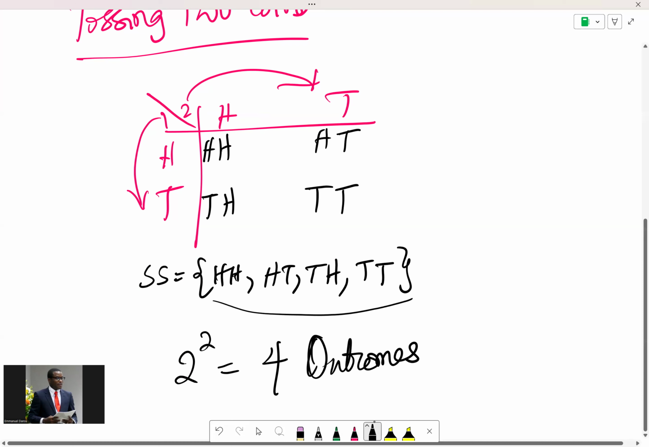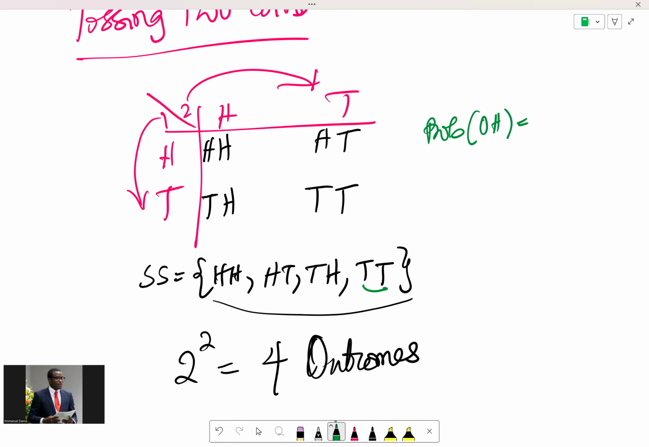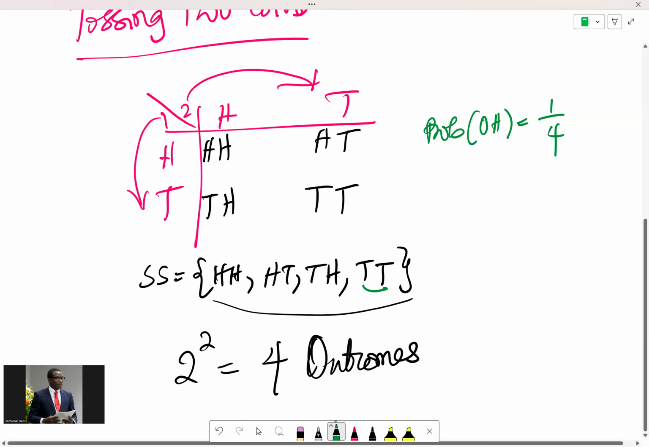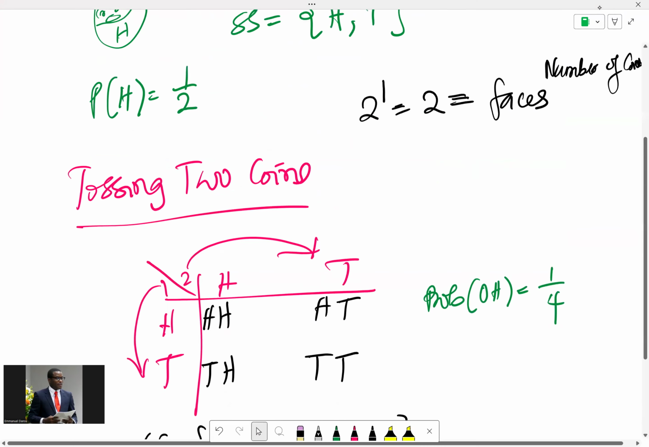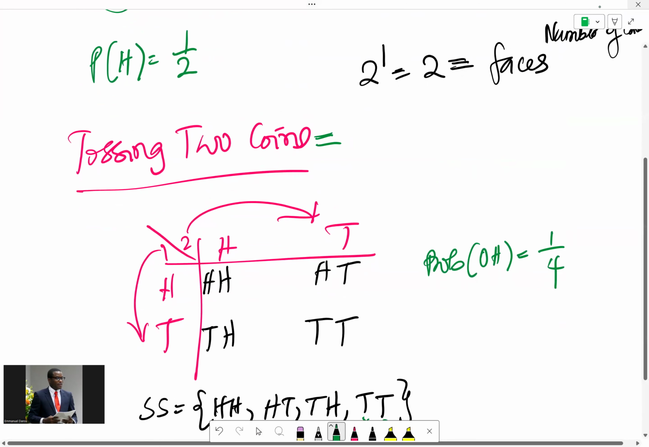With this sample space, you can have questions like, what is the probability of having zero heads? Zero heads means no head at all, so all tails. That means you have 1/4, because there's only one situation where there's no head at all on the two coins. Now, it's also important to understand that tossing two coins is the same thing as tossing a coin twice. Tossing a coin twice gives the same result.